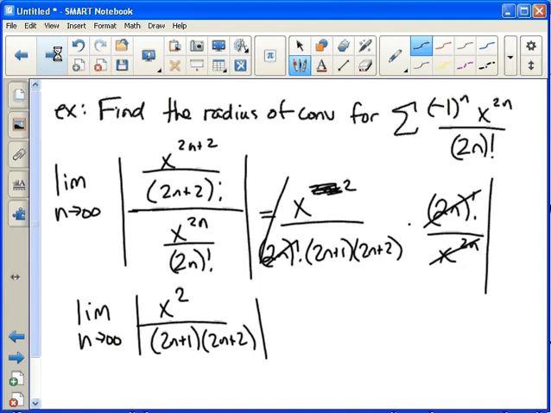Okay? So think again carefully about the rule for the ratio test. The ratio test says if your limit is less than 1, then you converge. So in this particular problem, it doesn't matter what x is. I could pick any x I want, and the limit is still going to be 0. So that means we always converge. 0 is always less than 1, so we always converge. And if we always converge, then our radius of convergence would be infinity.